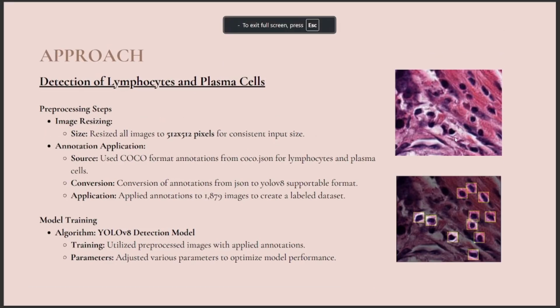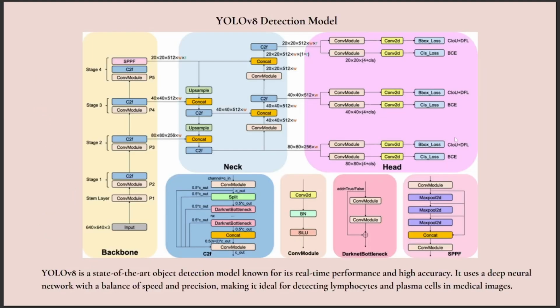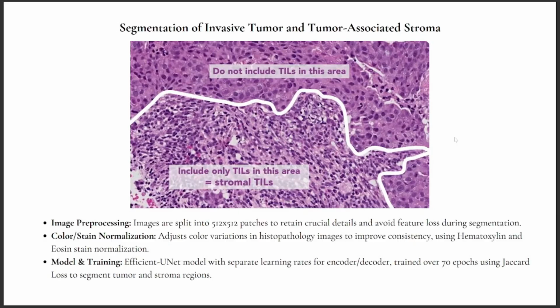We have applied the YOLO-V8 detection model for training and inference. YOLO-V8 is a state-of-the-art detection model, which is quite accurate in real-life cases and in medical images. It provides a balance of speed and precision for detecting lymphocytes.